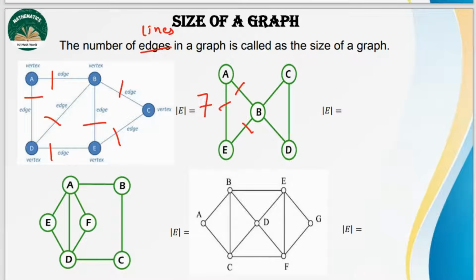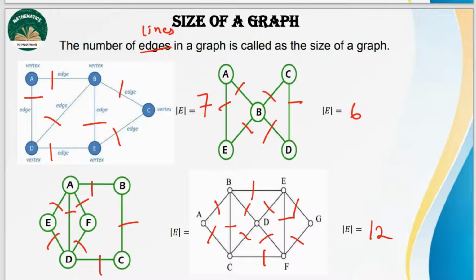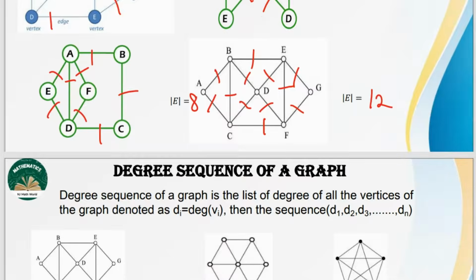1, 2, 3, 4, 5, 6. So the size of the graph is 6. Then 1, 2, 3, 4, 5, 6, 7, 8, 9, 10, 11, 12. So the size is 12. Here 1, 2, 3, 4, 5, 6, 7, 8. So here the size is 8. So the number of lines in a graph is called the size of the graph.